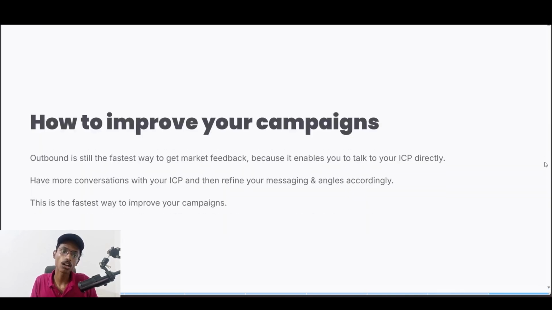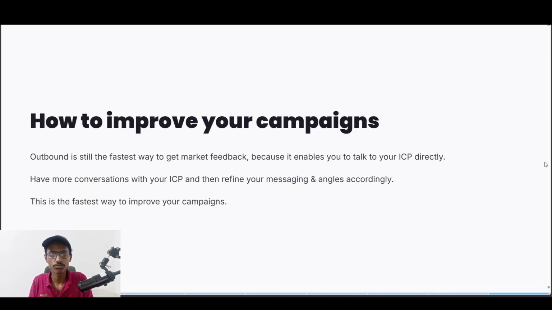Okay. Now, how do you improve your campaigns over time? Outbound is still the fastest way to get market feedback. Definitely, right? Because it enables you to talk to your ICP directly. Have more conversations with your ICP and then refine your messaging and angles accordingly.